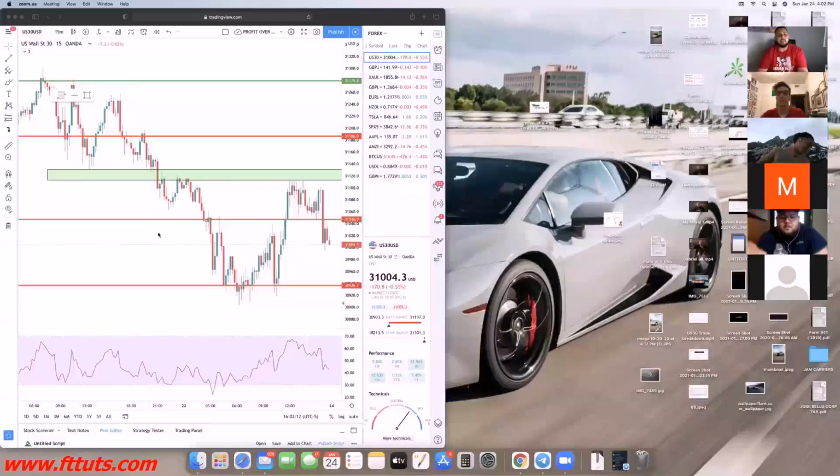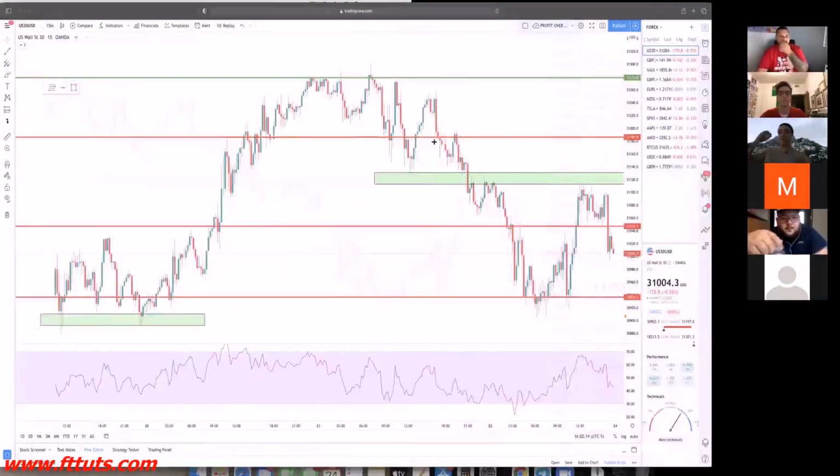Just my train of thought behind trades. So let's go ahead and take a look at some of the charts. Give me a second here so I can change. This one. All right, can you guys see my screen?